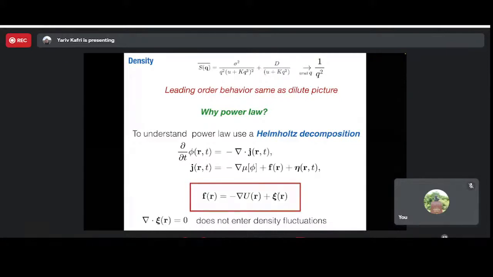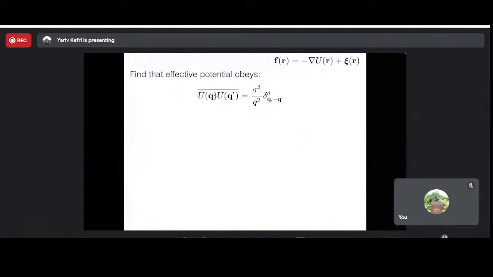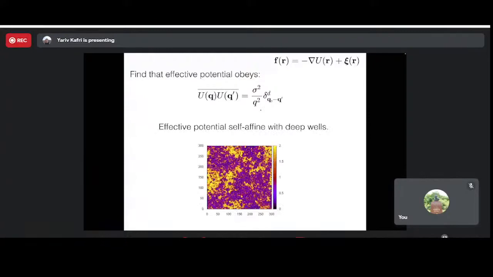So I'm left with an effective equilibrium theory, but now with a potential whose statistics I can extract from the statistics of the random forcing. You can do that; it's a straightforward exercise. And you find that the two-point correlation of the random potential in q space is 1/q². So essentially, these pumps are creating a potential which is a Gaussian surface, itself self-affine, and as I look at larger and larger scales on this surface, I see wells which are deeper and deeper, and they're essentially just accumulating the particles inside these wells. So again, the pumps are creating this self-similar structure, and the particles, even without interactions, are just falling into these traps.